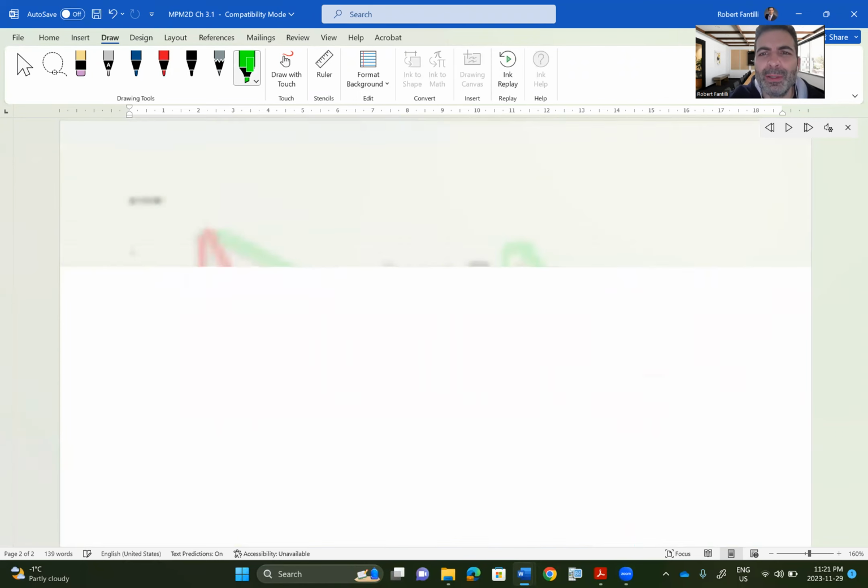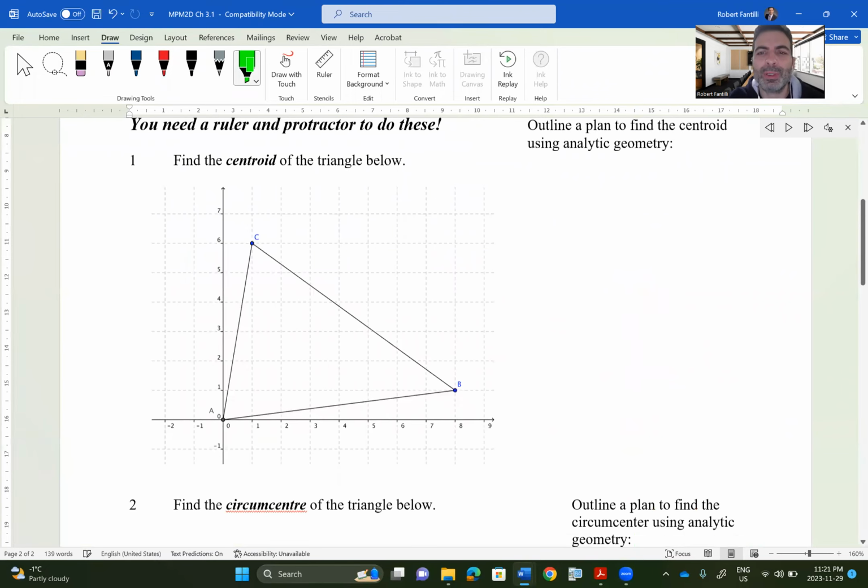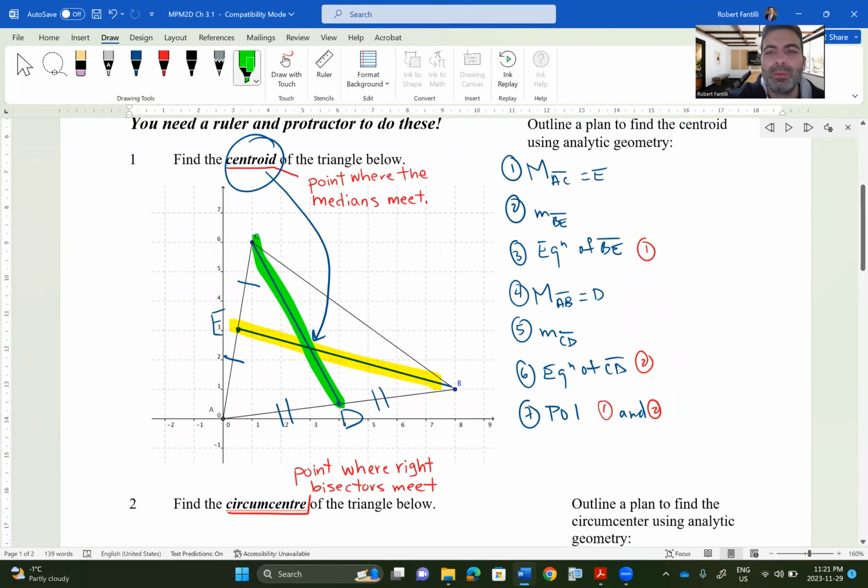A little bit lengthy, I know, but what's really important here is you understanding the steps to outline how to find the centroid, how to find the circumcenter, which one means where the medians meet, which one means where the right bisectors meet.